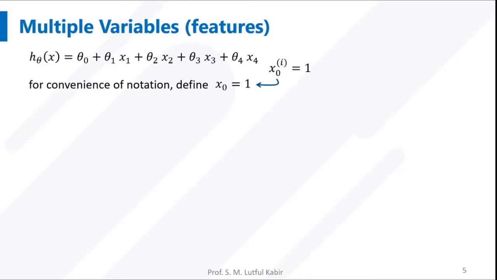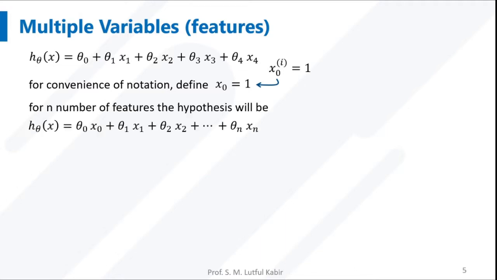So instead of 4 features, if there are n number of features, then the hypothesis function should be written for n. And instead of theta 0, we'll write theta 0 x0. Remember that x0 is always equal to 1, but for convenience of the manipulation or writing the equation, we'll introduce the x0, although it is always 1. So theta 0 x0, theta 1 x1 up to theta n xn.